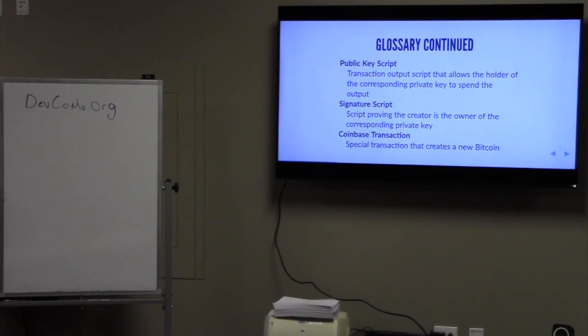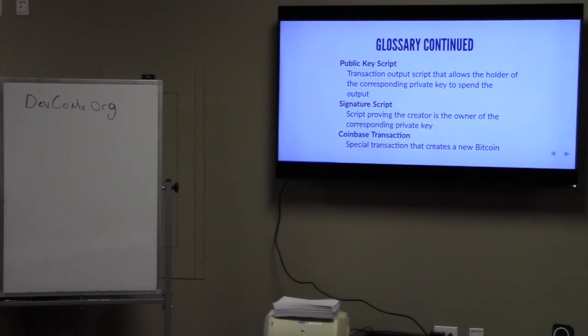A couple more terms we'll be throwing around, and we'll explain them some more as we go along, is a public key script. A public key script is a script that defines who or how this output could be spent. And the signature script verifies that, yes, I have the authority. Basically, it confirms the public key script. It says, I prove that I have the authority to spend this output because of my script.